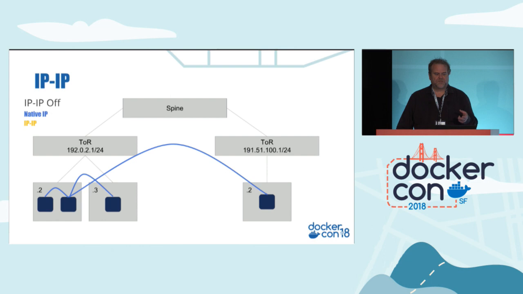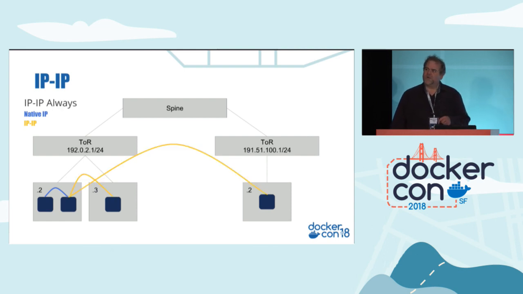We have 2 workers on the same subnet, another worker on another subnet. One of the workers on the first subnet has 2 pods, one has another pod, and then the worker on the other subnet has another pod. In the case of IP-in-IP being off, there is no encapsulation used for any of these connections. On the same host, there's no encapsulation. Between hosts on the same subnet, no encapsulation. Between pods on different subnets, no encapsulation. If we go to always, and this is the way Docker has it turned on by default, there's no encapsulation within the host. Between any other workers, there's encapsulation. So there's encapsulation in the same subnet and across subnets.